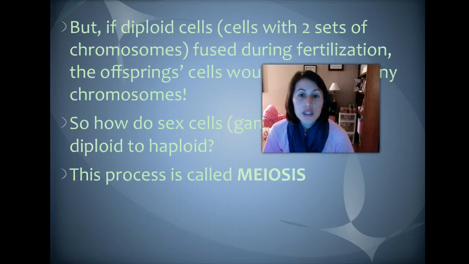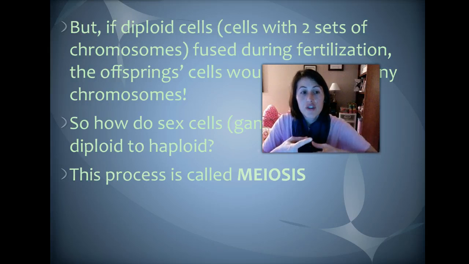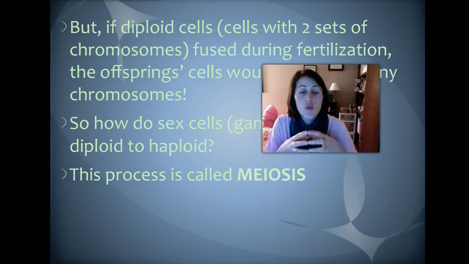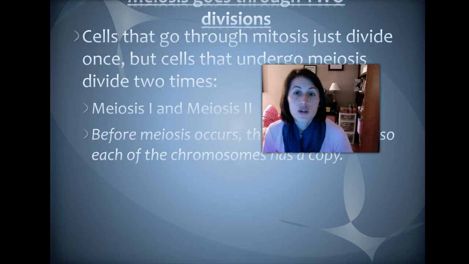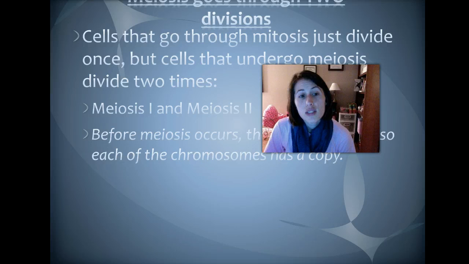But if diploid cells, so cells that have 2 sets of chromosomes, came together during fertilization, the offspring would have way too many chromosomes. So how do sex cells go from diploid to haploid? Through the process of meiosis. And that says meiosis goes through 2 divisions. Cells that go through mitosis just divide 1 time, but cells that go through meiosis divide 2 times.